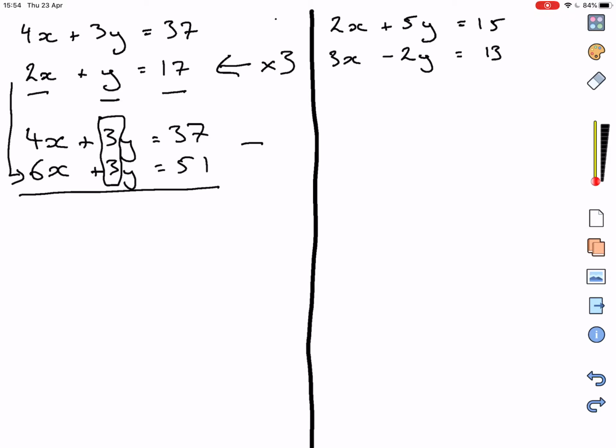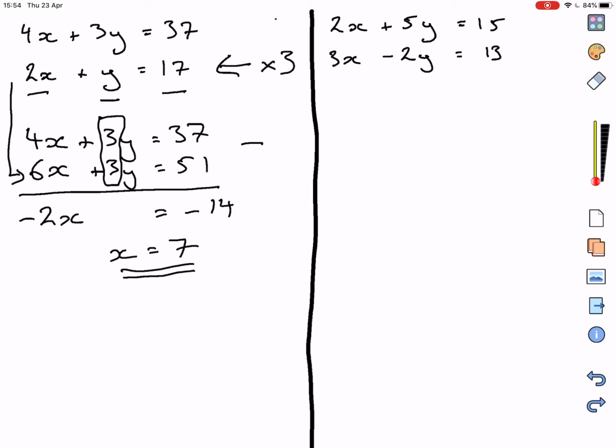y. So 4x take away 6x is negative 2x, 3y take away 3y is nothing, and 37 take away 51 is negative 14. So now I just need to divide both sides by negative 2 and I get x is 7. I found the value of one of my variables, one of my letters, but now I need to go back and find the other.